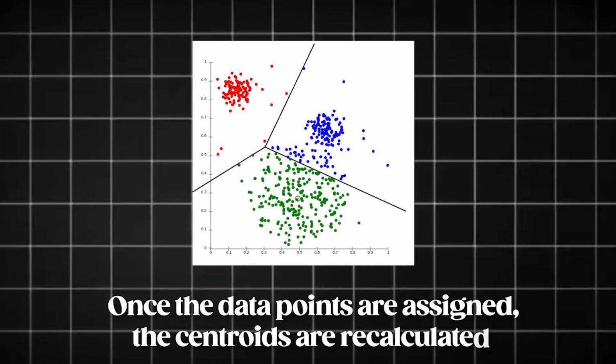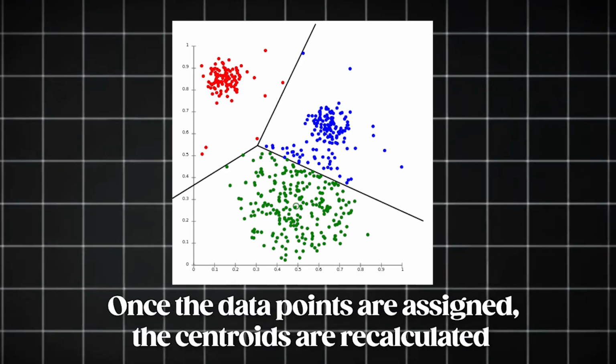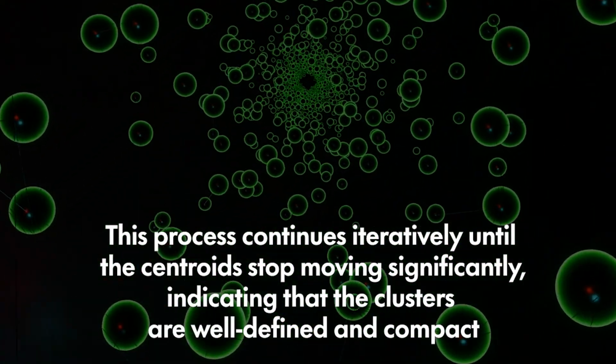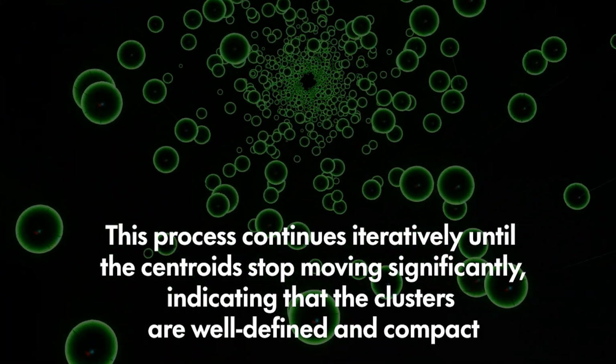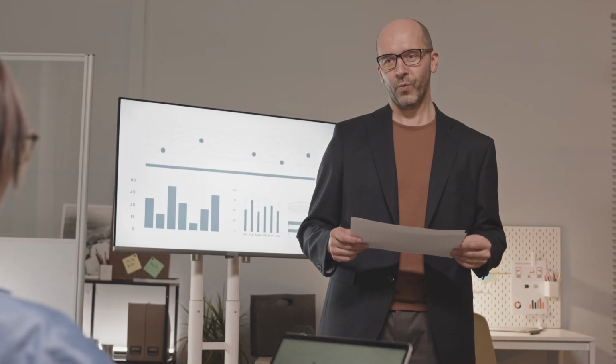Once the data points are assigned, the centroids are recalculated based on the average of the points within each cluster. This process continues iteratively until the centroids stop moving significantly, indicating that the clusters are well-defined and compact. K-means clustering's simplicity and efficiency make it a popular choice for many applications, especially in the financial sector.